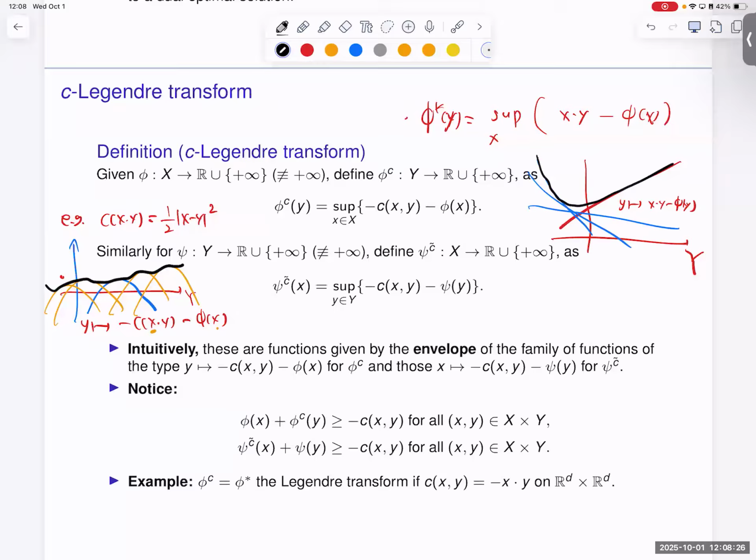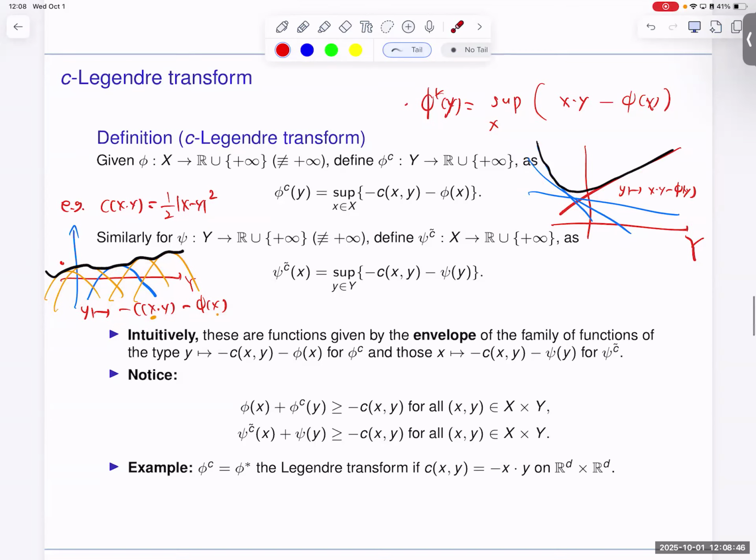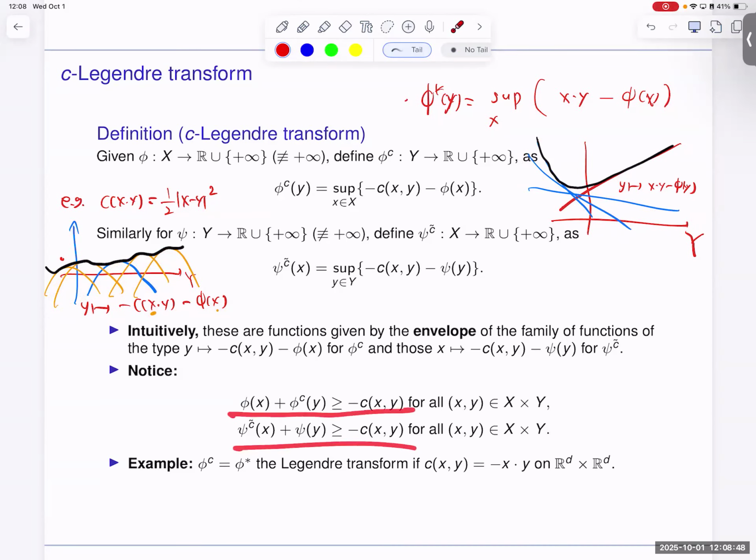Am I making sense? So in this picture you just change these affine linear functions into these functions given by negative c(x,y) minus this constant phi(x). That's what the C-Legendre transform does. And then all these inequalities are just the same as for the Legendre transform. Question here?